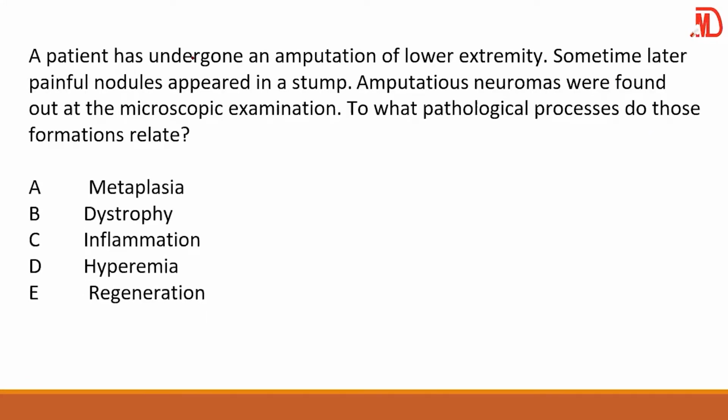We're having a patient who has undergone an amputation of the lower extremity. When we say amputation, we are talking about a cut of the lower extremity, a removal. Let's say your leg has been amputated or removed. Sometime later, painful nodules appeared in the stump. Amputation neuromas were found at the microscopic examination. To what pathological process do those formations relate?